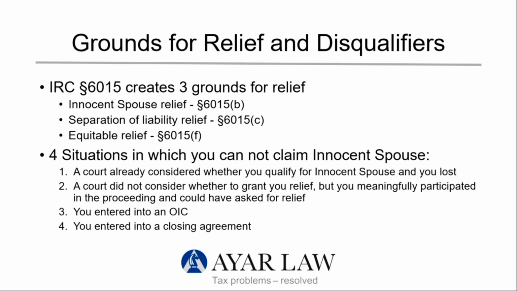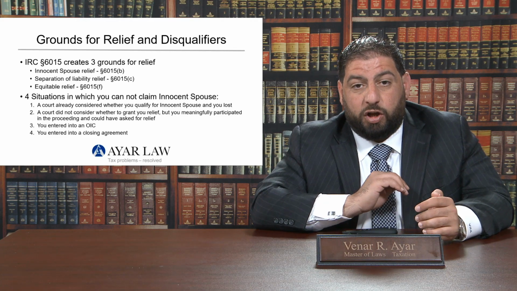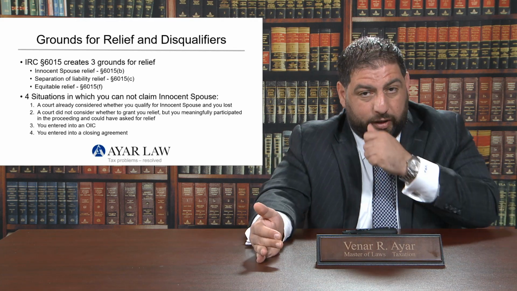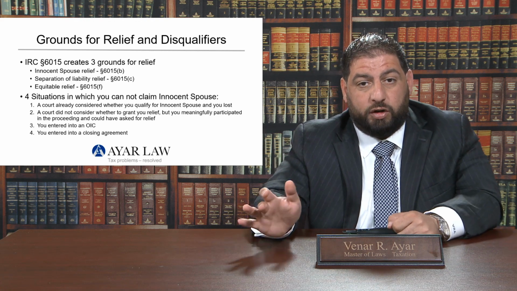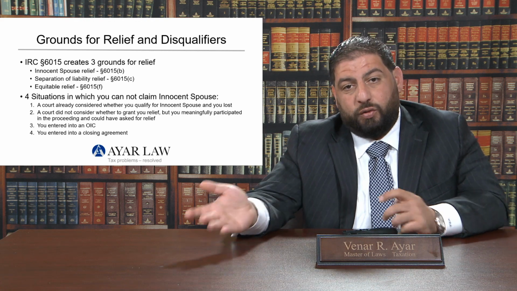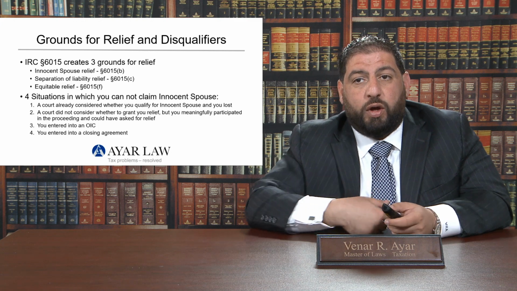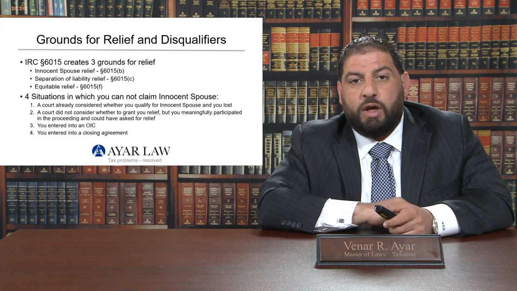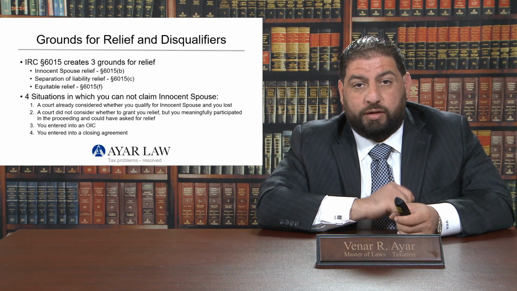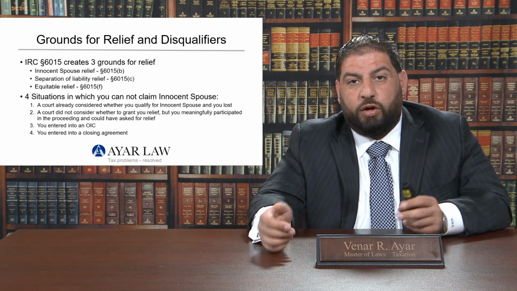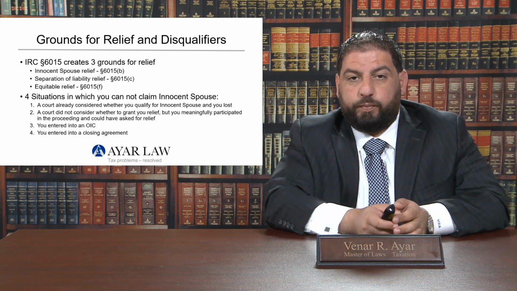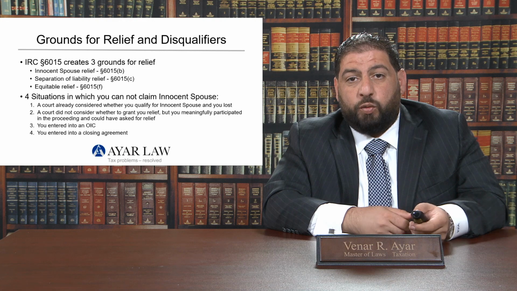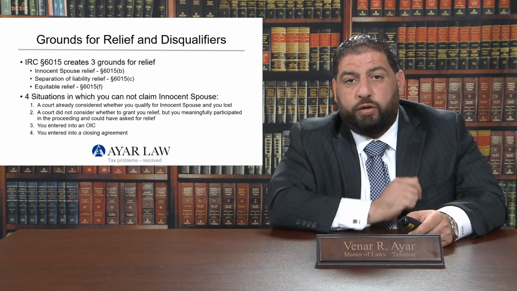If you entered into an offer in compromise, now we're not talking about applying for an offer in compromise. We're talking about actually settling your debt with the IRS and you agree to pay a certain amount. You can't do innocent spouse later. Or if you entered into a closing agreement, which is a contract with the IRS to settle a tax debt, you sign what's called a closing agreement. And if you sign one of those, then you can't later ask for innocent spouse relief.